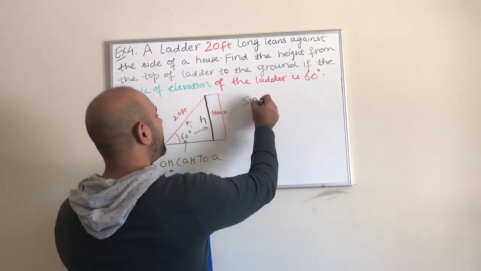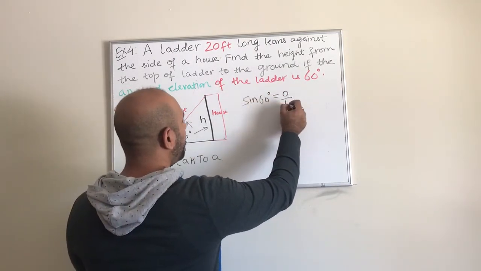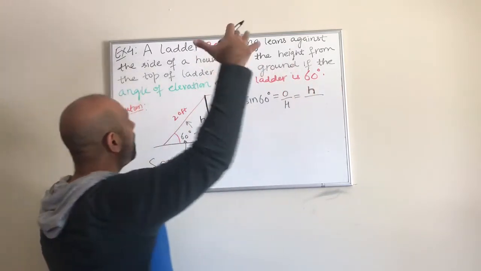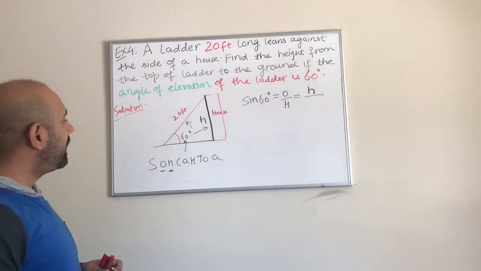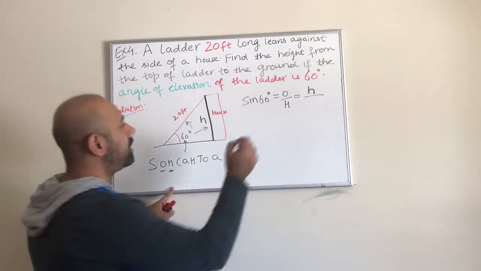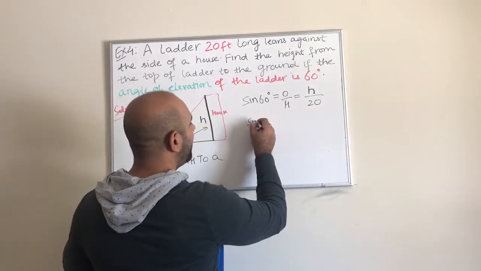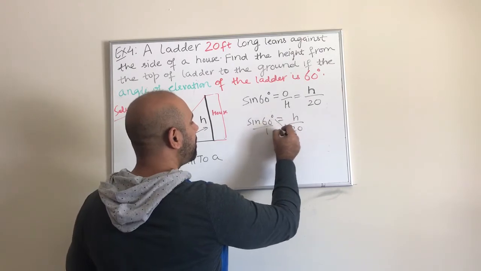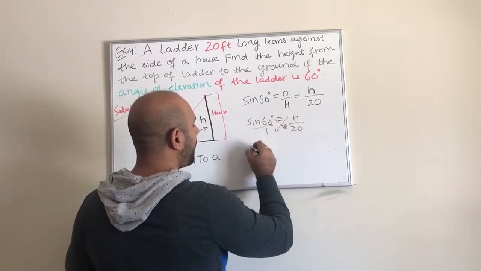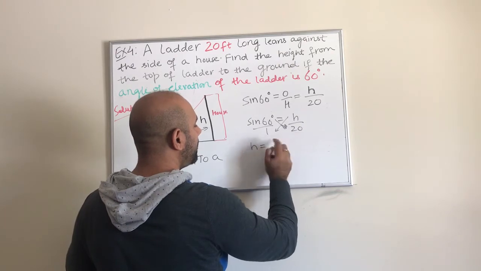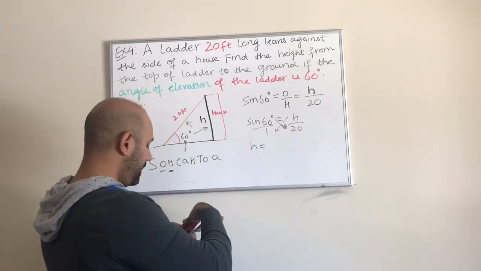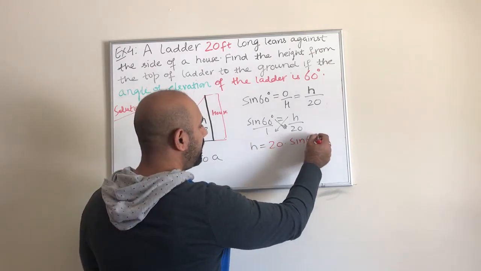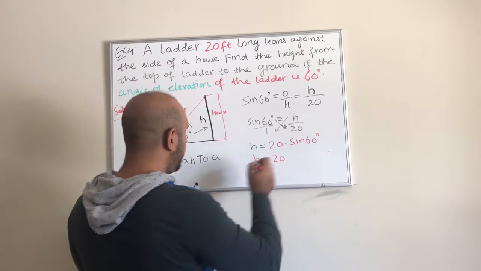So sine of 60 degrees equals opposite over hypotenuse. Opposite here is the height that we are trying to find, the top of the ladder, divided by the hypotenuse, which is 20. So I have sine of 60 degrees equals h over 20. To find h, I have to cross multiply. So h equals 20 times sine of 60.